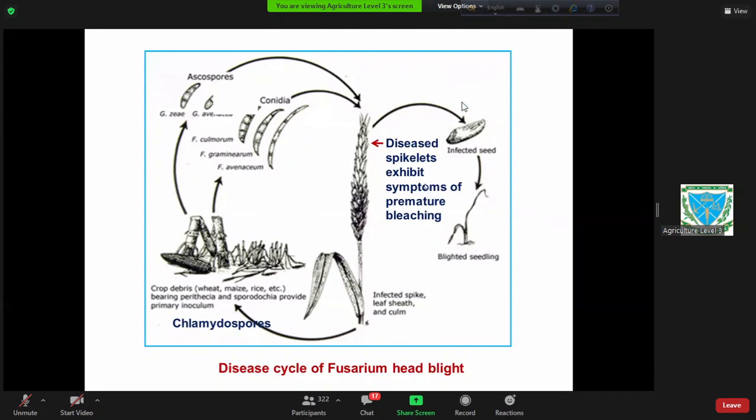And if you harvest such infected wheat grains, these infected wheat grains basically infect the seedling and show the blighted symptoms. But if you harvest, what happened? There might be some infected grains with your healthy grains that may serve as inoculum for the next season. Clear?